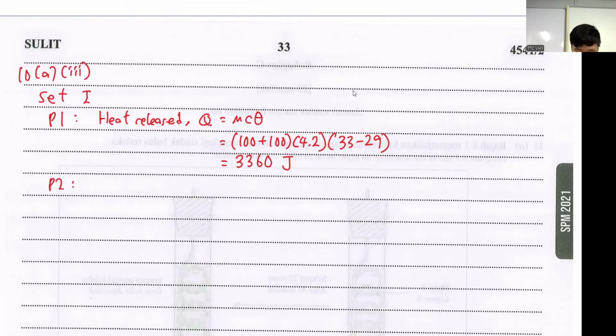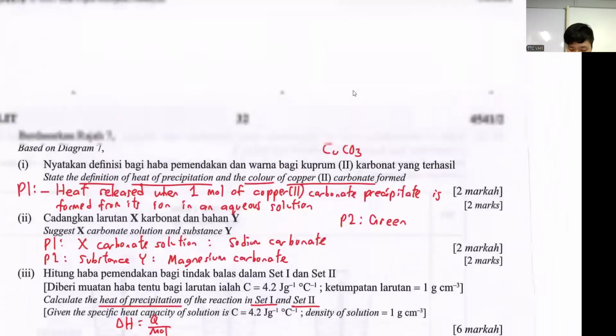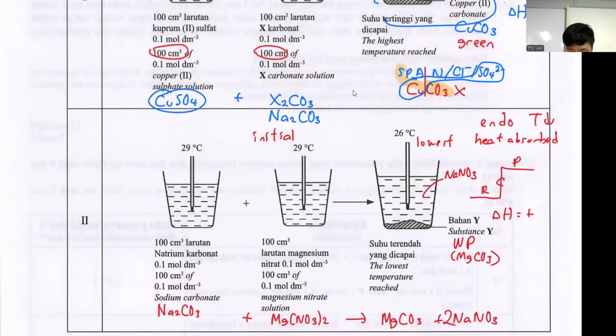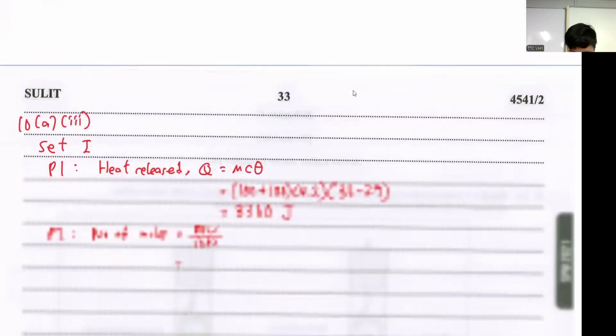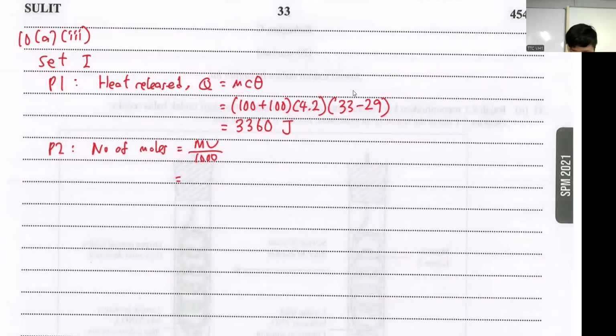Second point, find the number of moles, equals MV over 1000. Molarity is 0.1, same for both. Volume is 100. So just use 0.1 multiply 100 divide 1000. Quite easy actually. So you get 0.01 mole.